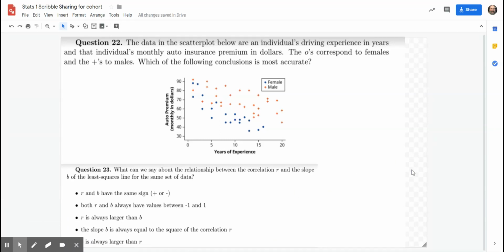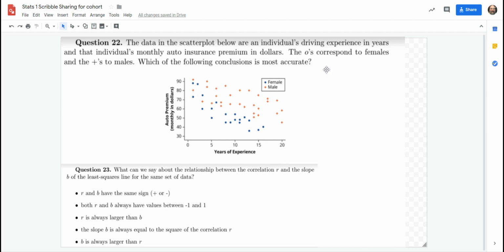This is problem 23. It's actually a continuation of problem 22, so we'll review that briefly before we move on to 23. The scenario in 22 is a scatter plot with years of experience horizontally and auto premium monthly price, I'll just say dollars or cost, vertically.